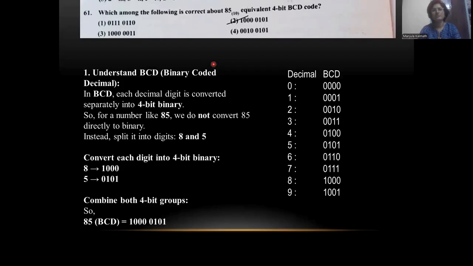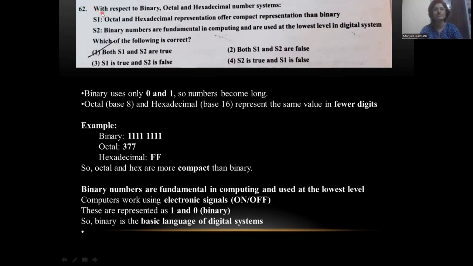In the previous video, we completed up to this slide. The next question is, with respect to binary, octal and hexadecimal number systems: S1, octal and hexadecimal representation offer more compact representation than binary. And statement 2, binary numbers are fundamental in computing and are used at the lowest level in digital systems. So first of all, here we have statement S1.